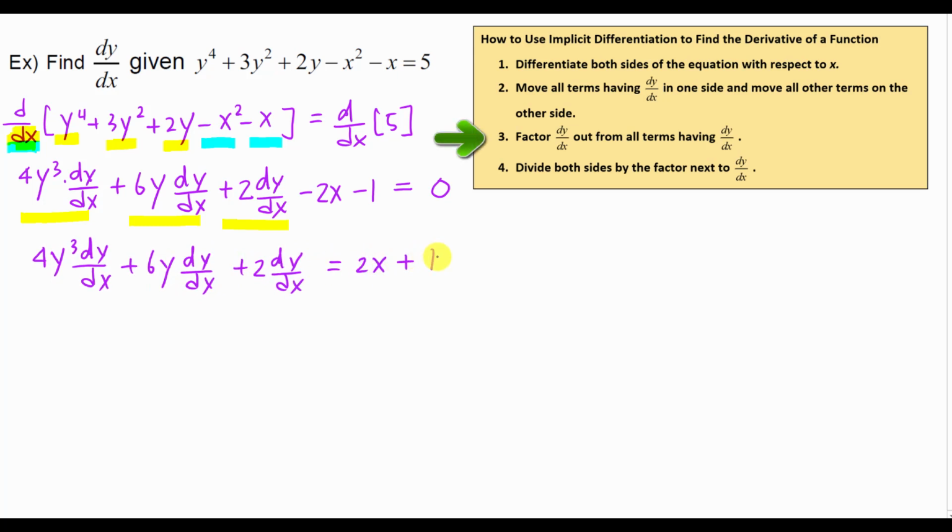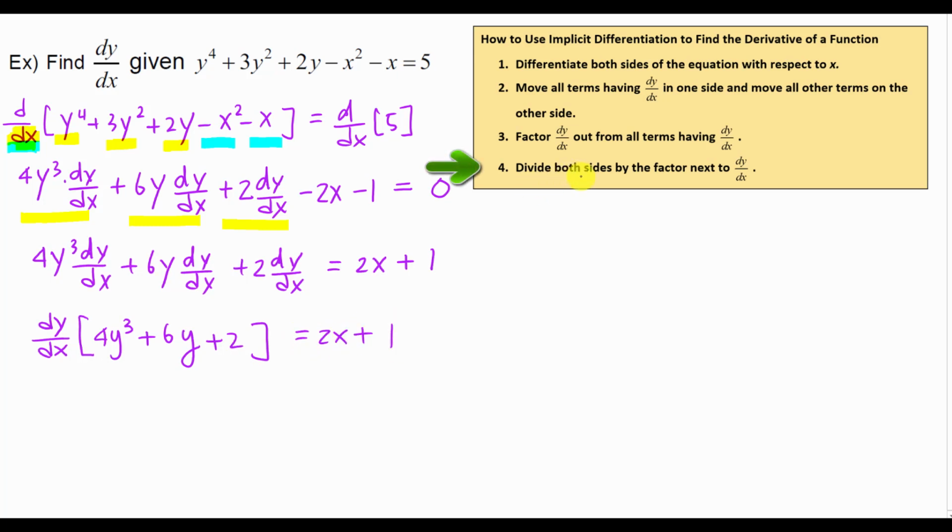Now factor dy/dx out from all terms having dy/dx. So let's factor out dy/dx on my left hand side, open bracket, then I will have 4y to the third power plus 6y plus 2, equals 2x plus 1. Now divide both sides by the factor next to dy/dx. We're trying to find dy/dx, so you are trying to isolate dy/dx.